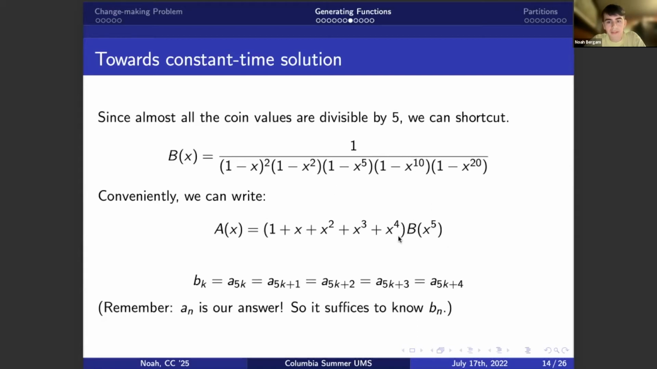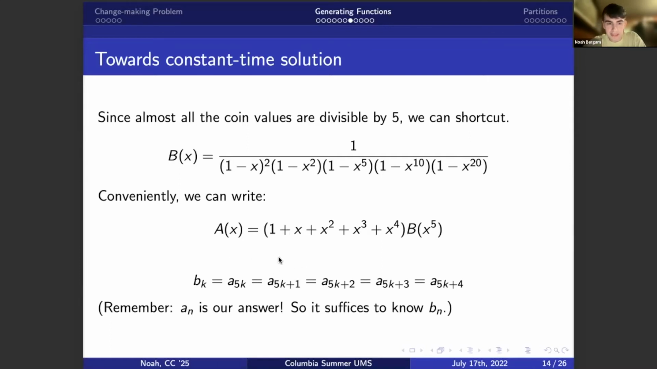And if we expand this out and consider how the exponents will be affected when we take the series version of this, we find that the coefficient of b of k is equal to a of 5k, and it's equal to a of 5k plus 1, and 5k plus 2, and 5k plus 3, and 5k plus 4. Now, this might seem weird at first. How are all of these a values equal? But if you plug in k equals 1, this should make sense. You have two ways to express 5 cents: either all in terms of pennies, or in terms of 1 nickel.